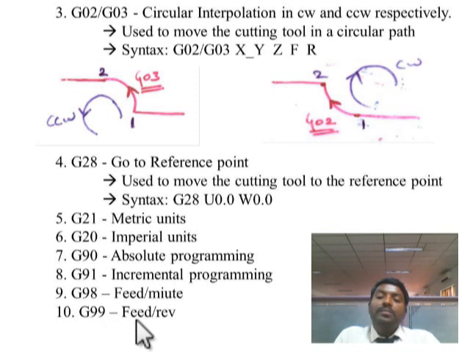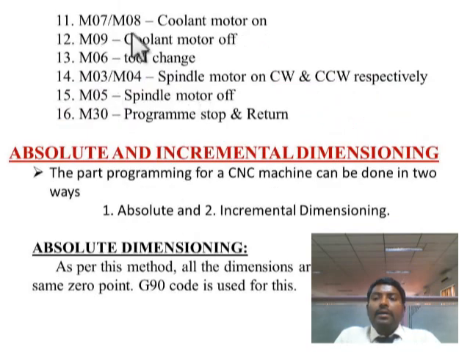Okay, these are some of the basic G codes used to create a part program in a CNC machine. Next, we will go to the M codes. These are some of the basic M codes which will be used in a CNC machine for creating a part program.